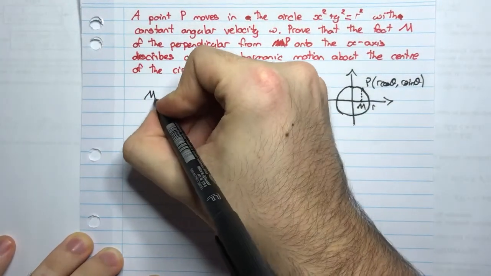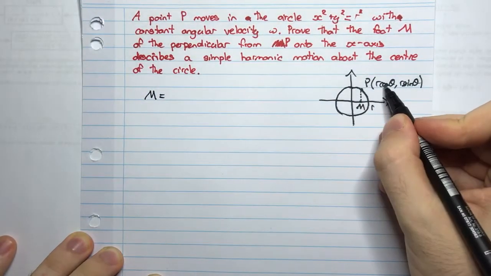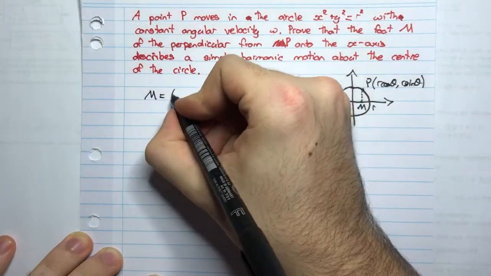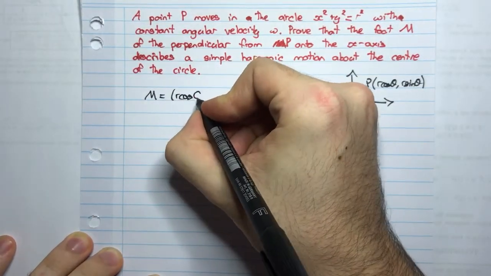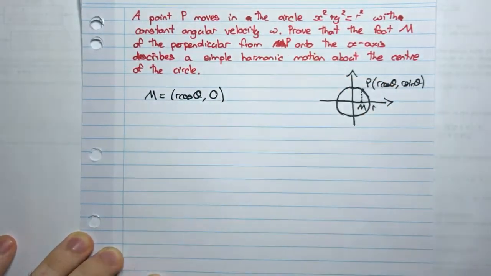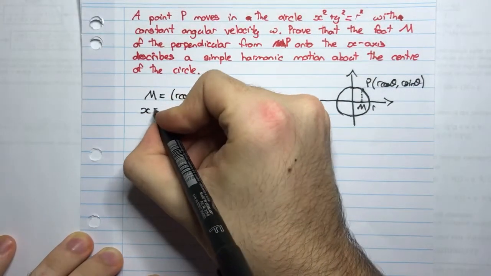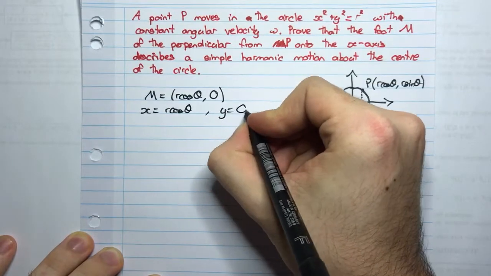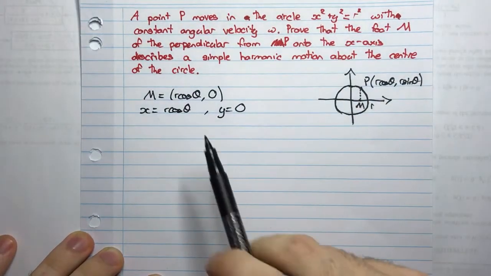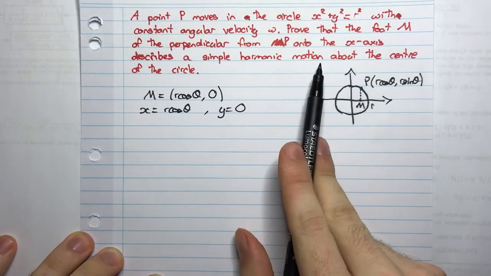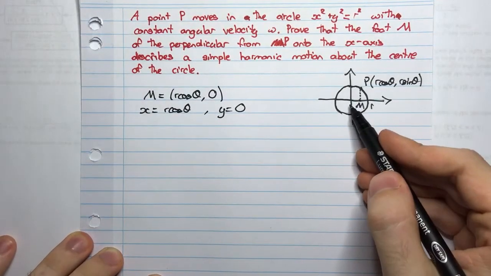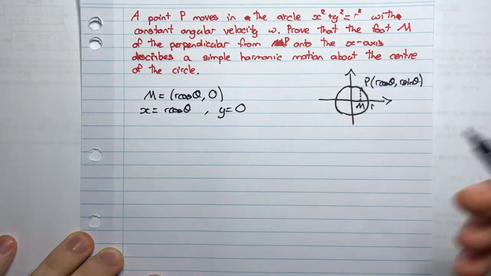So M has the same x coordinate, but the y coordinate is going to be 0. So M is r cos theta, 0. So in other words, x equals r cos theta, and y equals 0. Now I want to show that this describes a simple harmonic motion about the center of the circle. Center of the circle being x equals 0, y equals 0, or the origin.